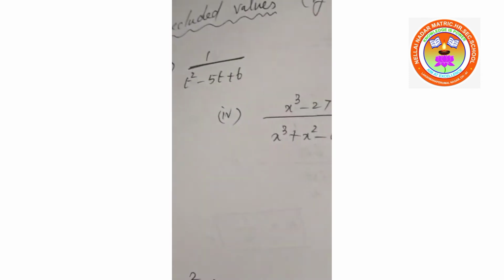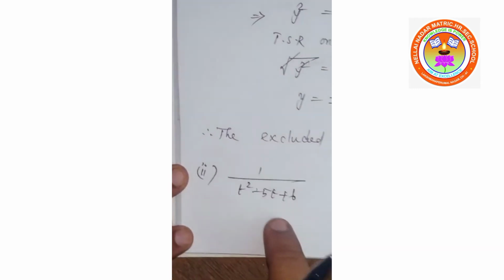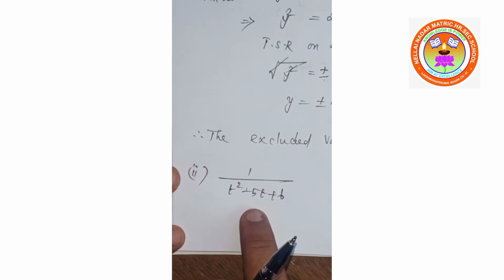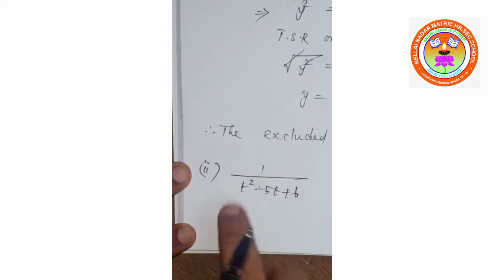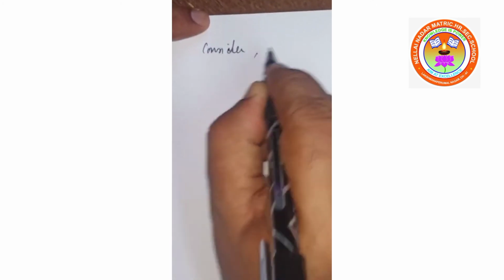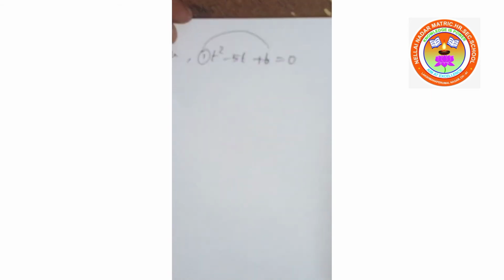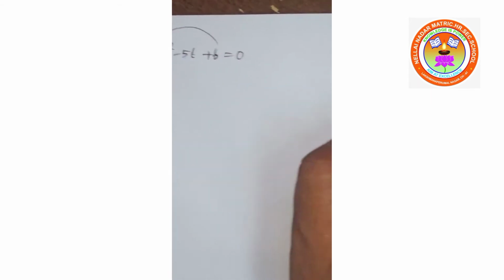Okay, next, subdivision number 2. 1 divided by t squared minus 5t plus 6. So remember, to find the excluded values, you have to consider the denominator as 0. Consider t squared minus 5t plus 6 equals 0. Go for factorization. 1 into 6. Coefficient of t is equal to minus 5.